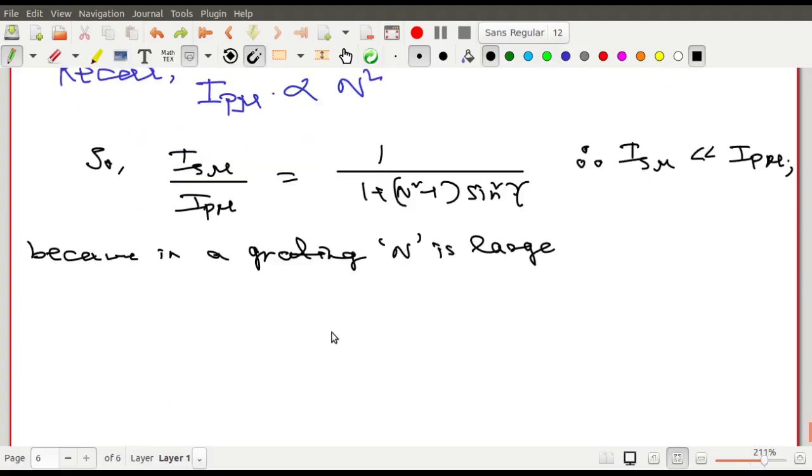So primary থেকে ইন্টেন্সিটিটা কম আছে because in a grating capital N is large. So that is the significance of the name secondary. So সেই জন্যই এটার নামটা secondary দেওয়া হয়েছে. Very important conclusion. And if you do this experiment in your colleges which you have in your syllabus, so then you will find to see only the principles.